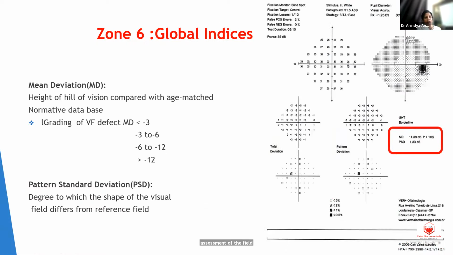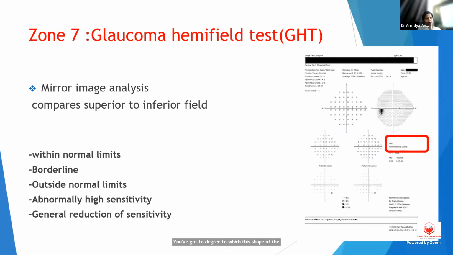So what are the other indices that you see in this segment? It's also mean deviation. So mean deviation also helps in the grading of the visual field. If it is better than -3, that means it could be no glaucoma at all. And -3 to -6 is considered an early defect, -6 to -12 moderate, and anything more than -12 MD is considered a severe visual field defect. In terms of severity of glaucoma, this is how we classify the visual field, right? So pattern standard deviation, you get it, is the degree to which the shape of the visual field differs from the reference field.